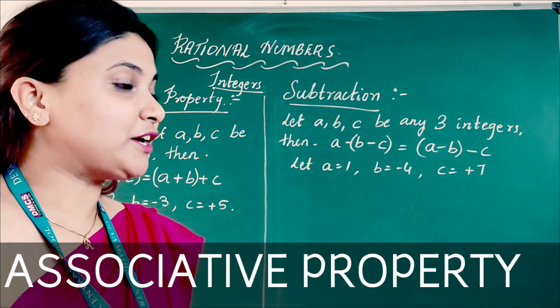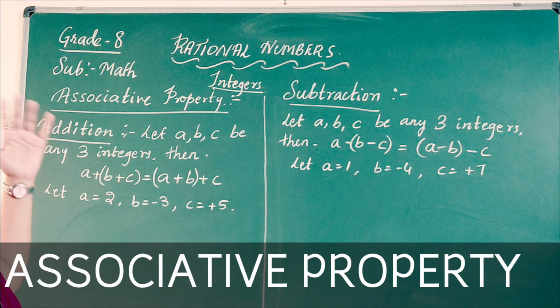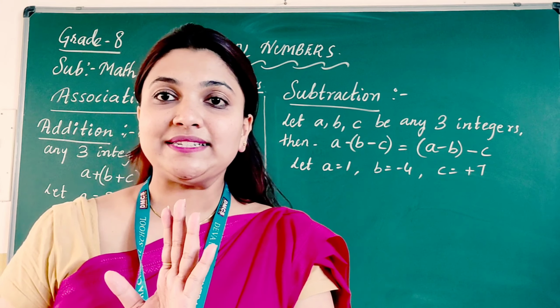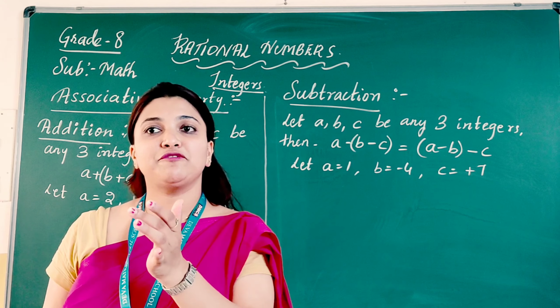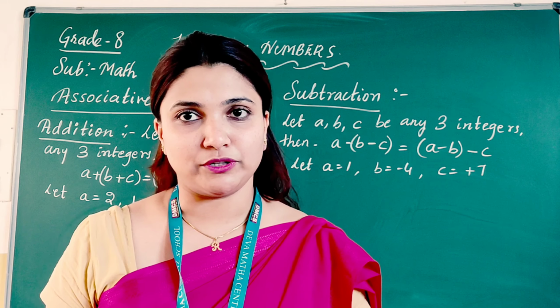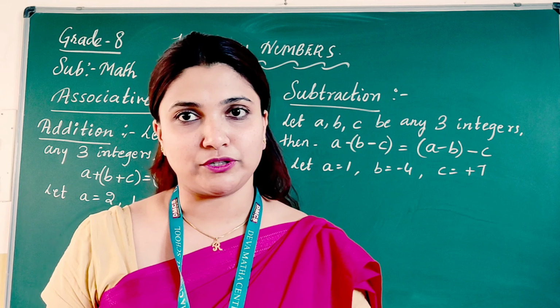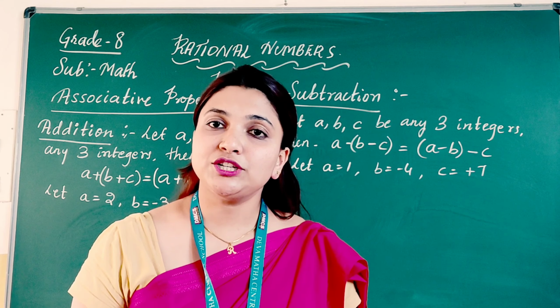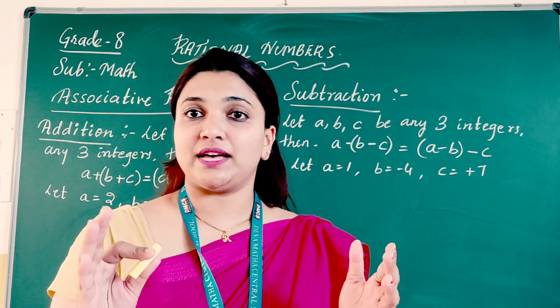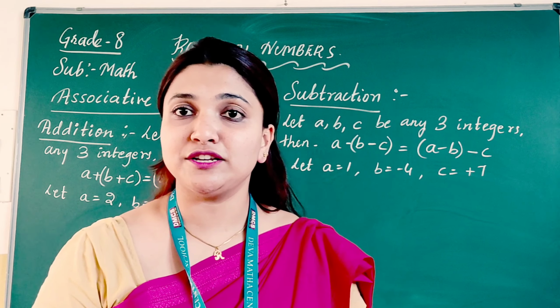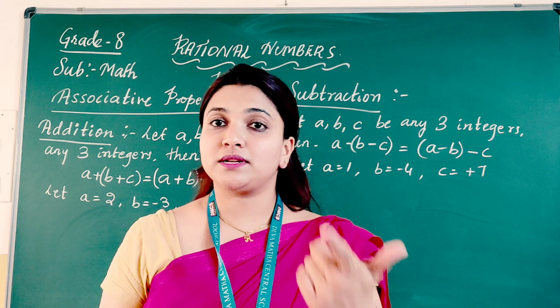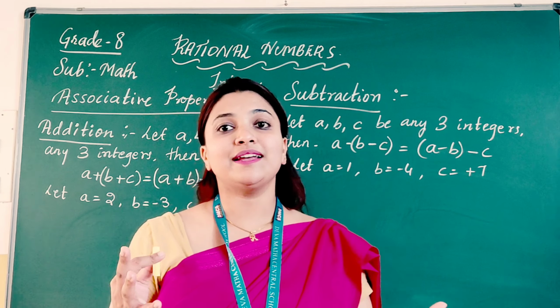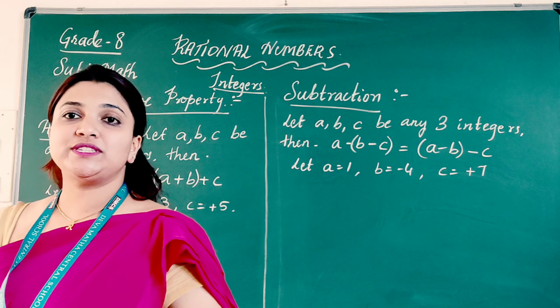Alright, so first let us see if the associative property is valid for integers. Then we will check if the associative property is valid for rational numbers. So first, when I see if my associative property is valid for integers, what are integers? Integers are the numbers which are positive, negative and including 0, right? So minus 2 is an integer, plus 3 is an integer. All these are integers.